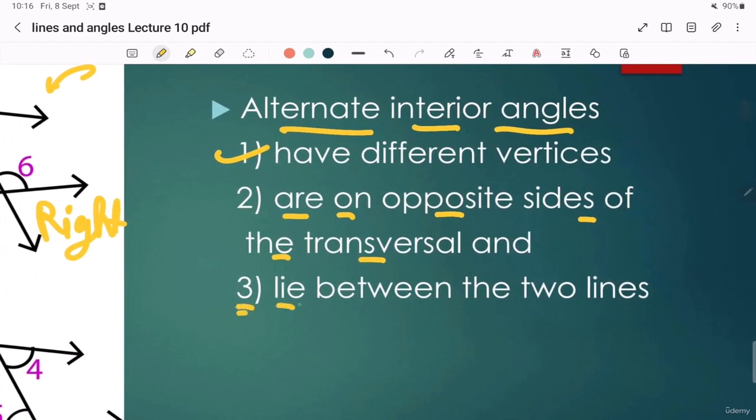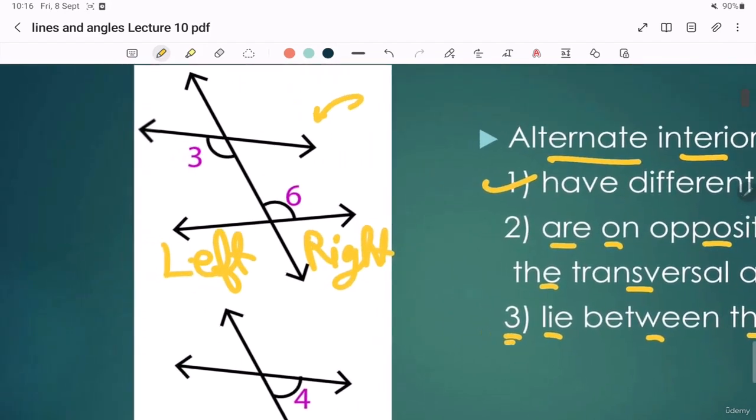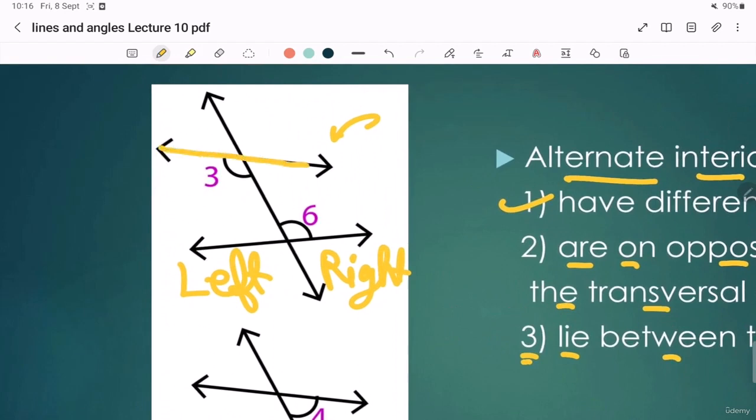Third condition is lie between the two lines. Angle 3 and angle 6, both of these angles lie between these two lines. Therefore, these angles are alternate interior angles.